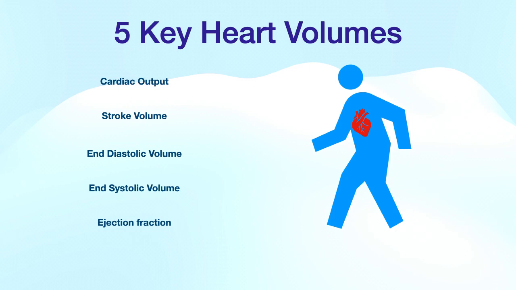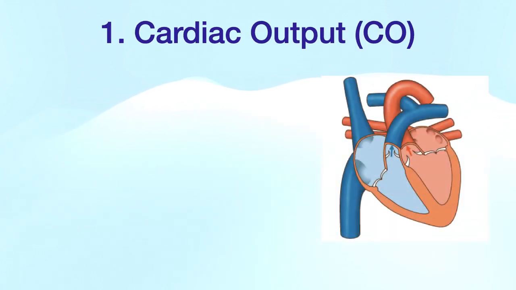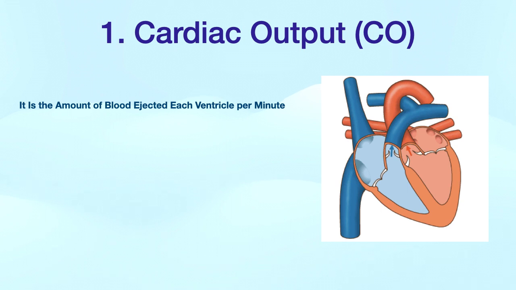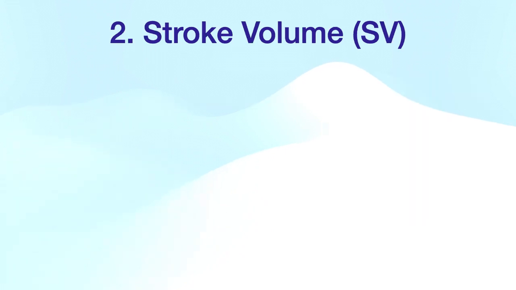Let's begin with the first, cardiac output. If you look at the heart beating, that is the ventricles pumping the blood across the pulmonary and the aortic valve, we get a specific amount of blood pumped by the left ventricle. But cardiac output is defined as the amount of blood ejected by each ventricle per minute. Remember, it is not by both the ventricles, it is by each ventricle. It is also called minute volume since we are considering the output per minute, and the normal value is 5 liters per minute.